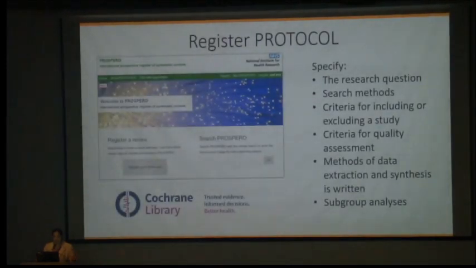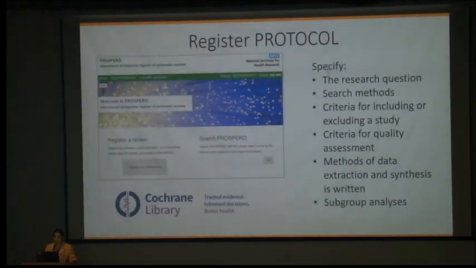Once you've written your protocol, you must register it. Now, it's not like a trial where you have to register in order to publish, but now editors and reviewers ask whether you've published your protocol for the systematic review. And this is the place to do it. There's a website called Prospero. So if you're somebody who's going to embark on doing the literature review for their thesis, write the protocol and register it on Prospero. And you have to specify all of these different things.